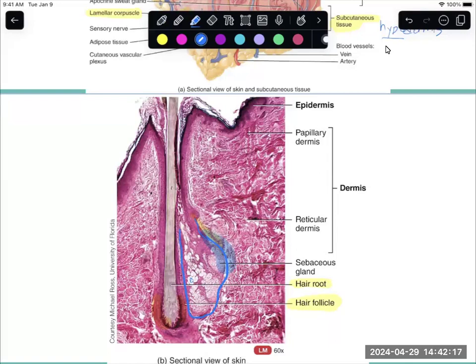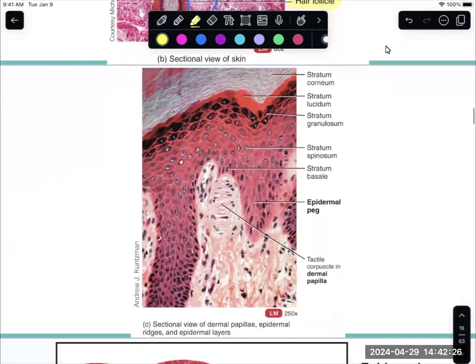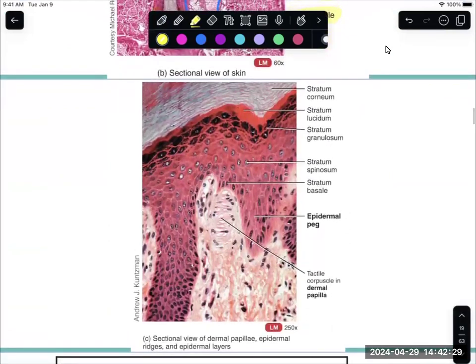You see that epidermis and then that whole dermis. I mentioned that sebaceous gland. Here is that tactile corpuscle right here, that is found in that dermal papilla. Now let's look, because in this one you can see the different layers of the epidermis as well.